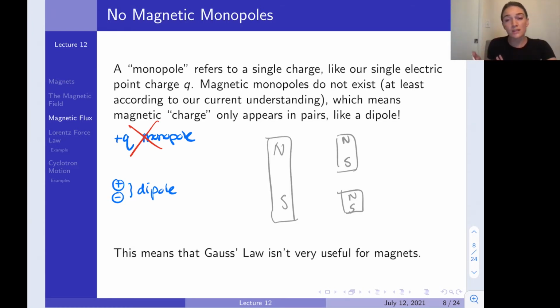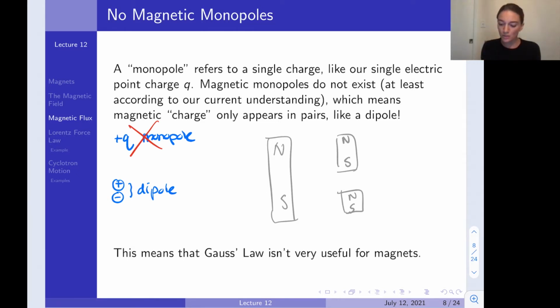Now, of course, this is just according to our current understanding. We've certainly had experiments that have searched for magnetic monopoles. We've never found any. We don't think they exist. If we did find some, that would really be quite a surprise and really change a lot of things in how we understand modern physics, but we're pretty sure that no magnetic monopoles exist.